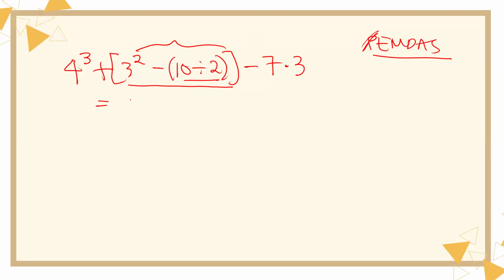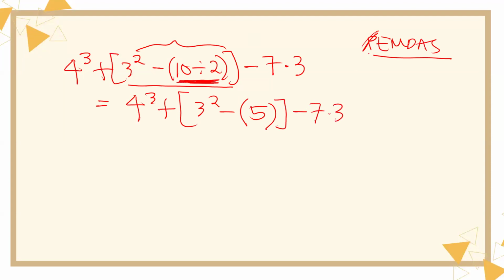So we copy the rest of the equation, 4 cubed plus 3 squared minus, within this parenthesis, we need to operate this first. What's 10 divided by 2? That's 5, right? Copy minus 7 times 3. So we're done with the first parenthesis. Then we do the operations in the bracket.